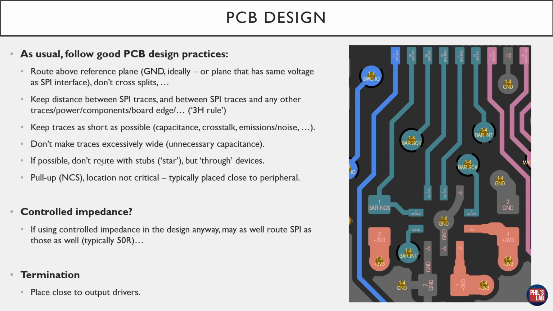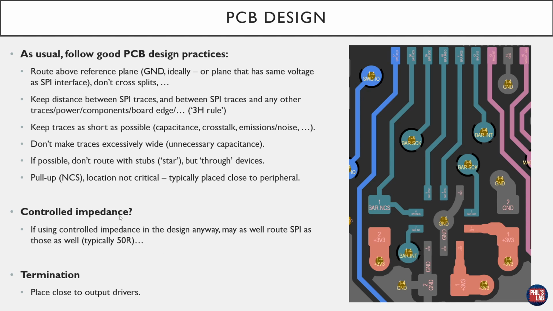If you're routing from one controller to multiple peripherals, don't route with stubs, so this sort of star configuration, but rather through the devices, and I'll show you what that means in just a second. The pull-up chip select example locations are not critical, but typically they are placed close to the peripherals themselves.